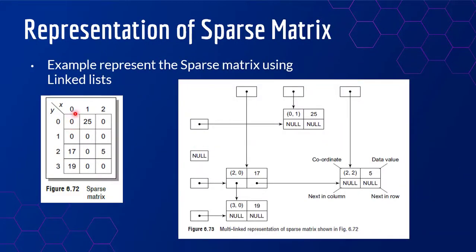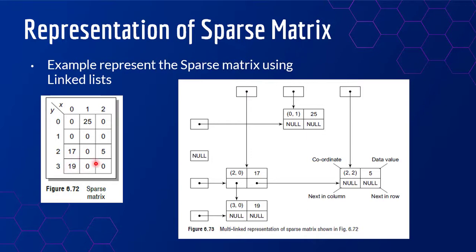Let us see the representation of a sparse matrix with an example. If you take this example, this is a sparse matrix, because most of the terms are zero. If you count here, 1, 2, 3, 4, 5, 6, 7, 7 are zero terms and only 4 are non-zero terms.